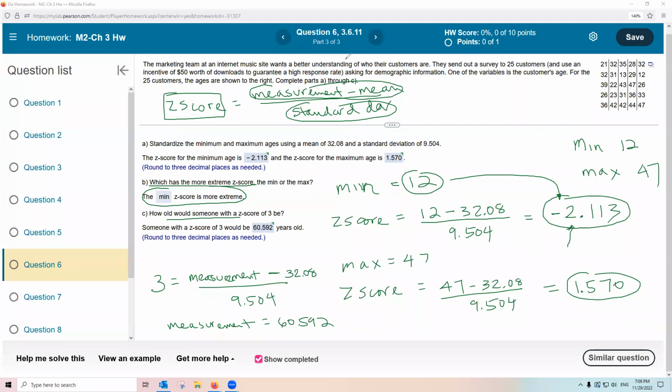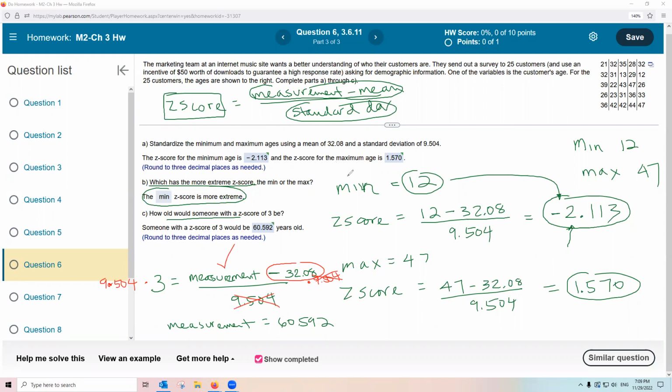The way I would get started to solve this equation, by the way, is I would multiply both sides by 9.504. Because if I do that on the right side, the 9.504 on top would cancel out with the 9.504 on the bottom. Then I could just add 32.08 to both sides of the equation. That would let me solve for the measurement.